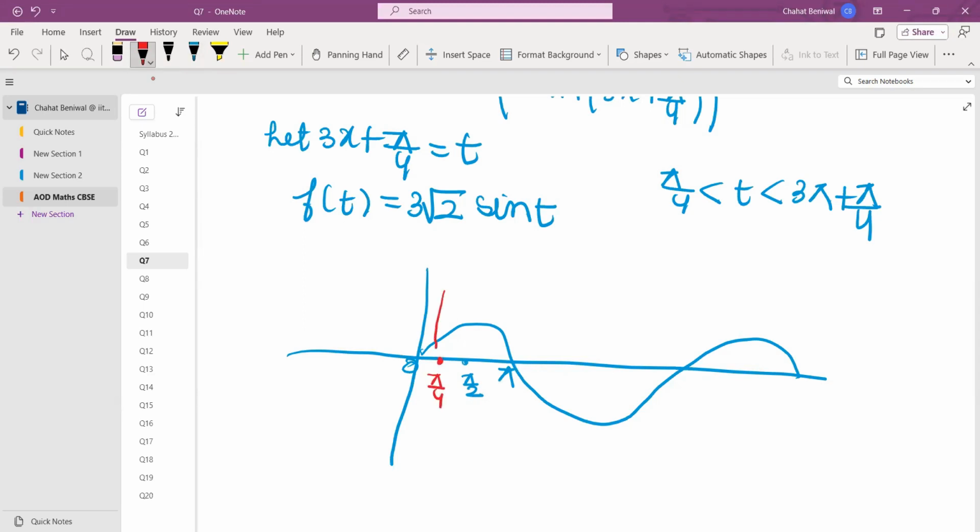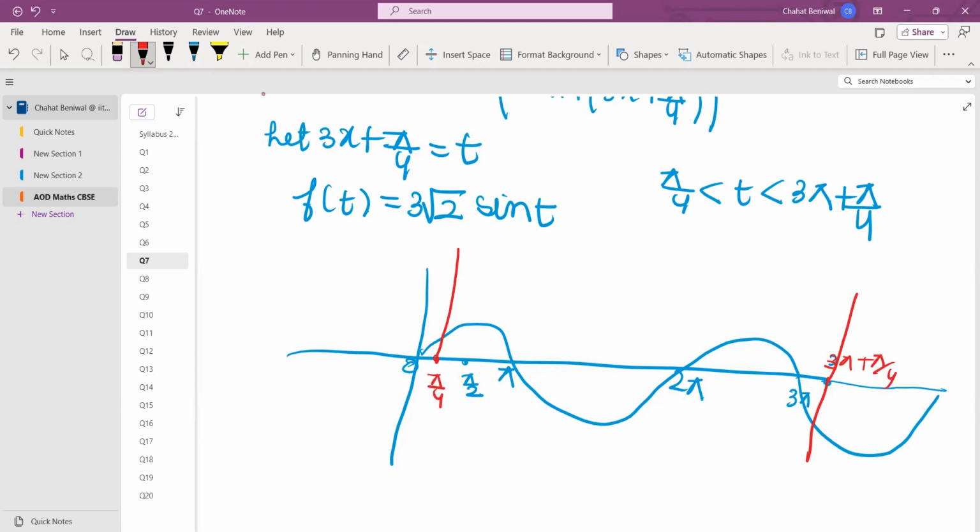So we need to analyze our graph from pi by 4, this red line, till, I'll complete the graph, I guess we will need to extend it further, 2 pi, 3 pi, and somewhere here we'll have 3 pi plus pi by 4. So between these two red lines, we have to analyze the function.